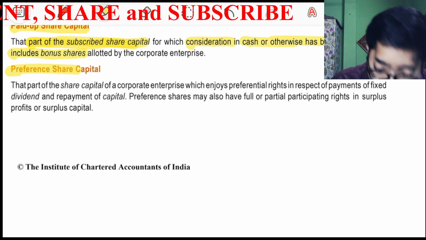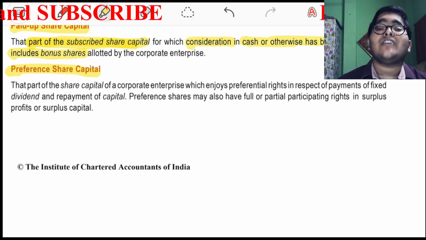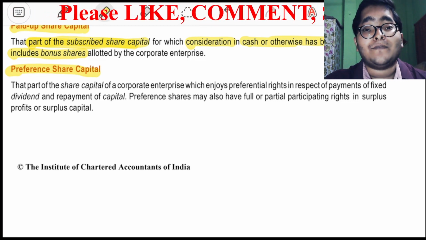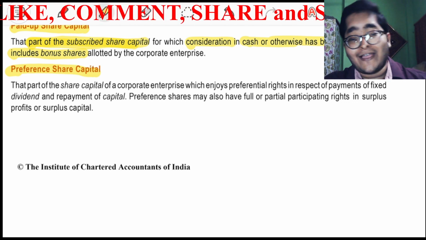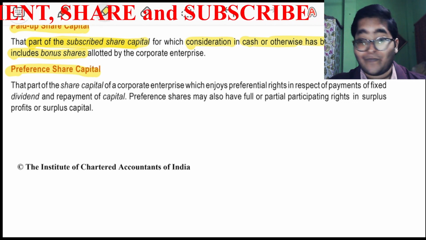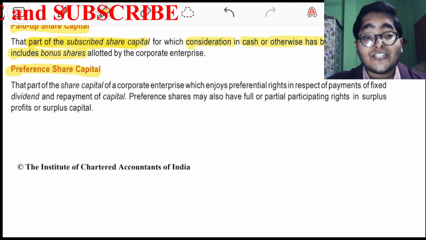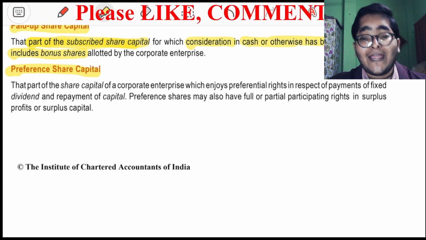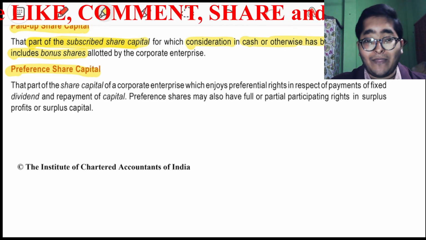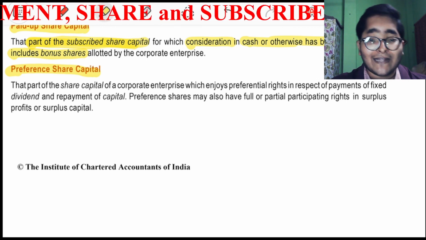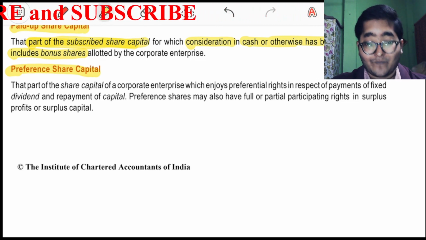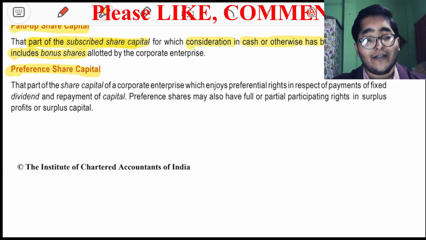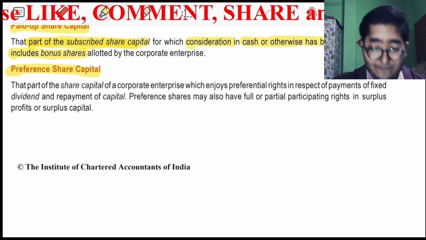So, preference share capital क्या है? Preference share capital वो शेयर कैपिटल है जिसको इशू किया गया है या फिर शेयर होल्डर से लाया गया है प्रेफरेंस शेयर्स इशू करके. प्रेफरेंस शेयर क्या है? प्रेफरेंस शेयर वो शेयर है जिसके पास अपने कैपिटल को रीपेमेंट के टाइम पे या फिर फिक्स डिविडेंड के पेमेंट के टाइम पे प्रेफरेंशियल राइट्स रहे, at the time of payment of fixed dividend or repayment of capital.